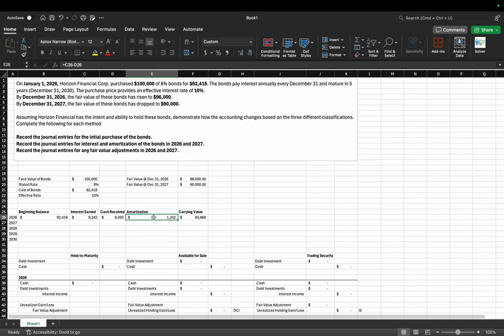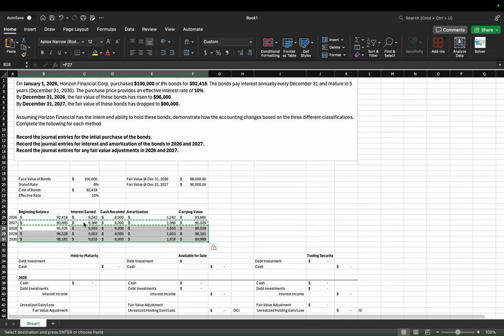I'll go into more detail in a second when we get to the journal entries. Our beginning balance is the ending balance, or carrying value, of the previous year. And if I did this correctly, we should be able to just copy and paste all the way down. Accounting for a little bit of rounding, we do reach $100,000 at our ending balance.